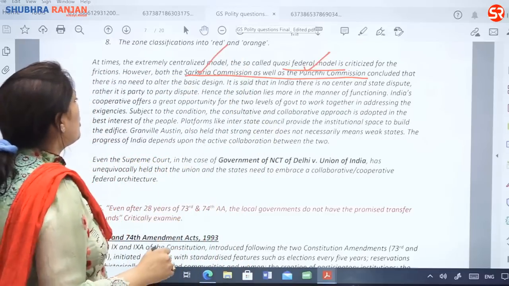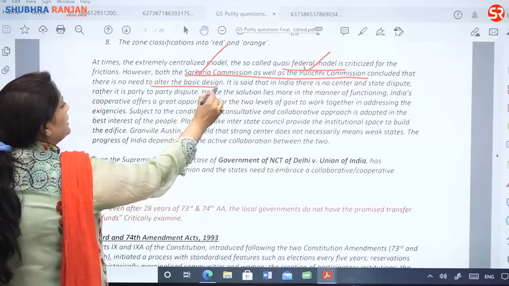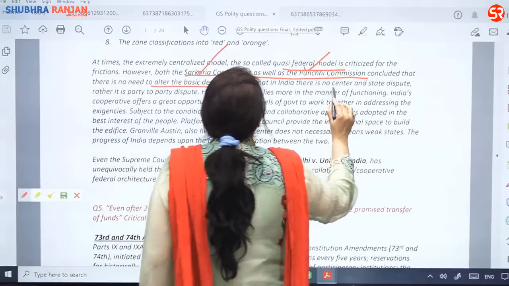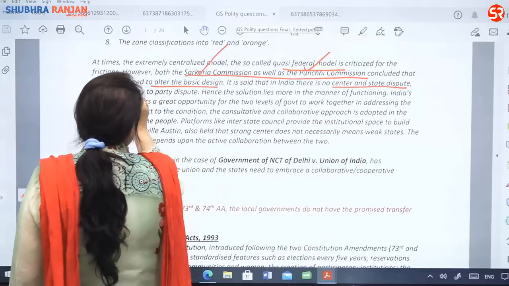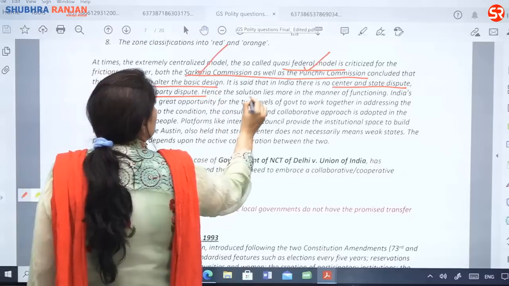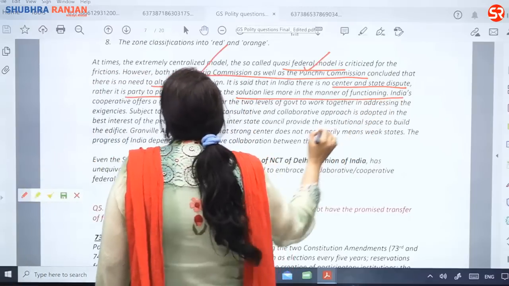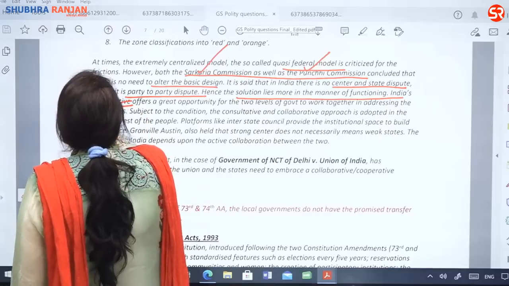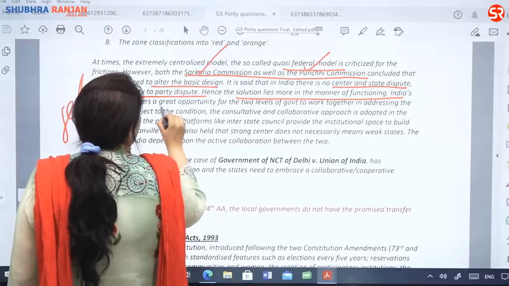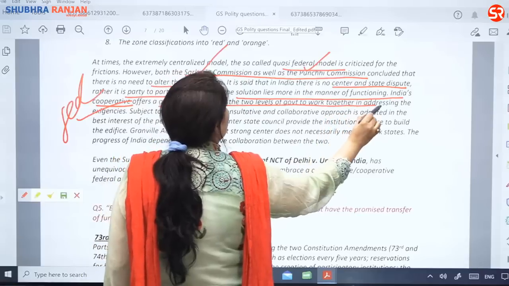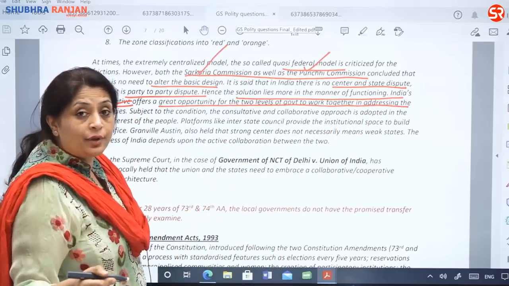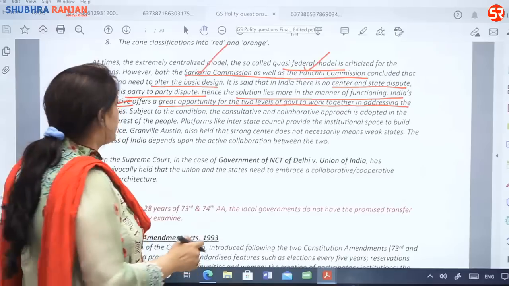There is no need to alter the basic design. It is said that in India there is no center and state dispute. It is a party-to-party dispute. Hence, the solution lies in the manner of functioning. India's cooperative federalism offers a great opportunity for the two levels of government to work, because they have that potential. Half of the students forget the question itself.